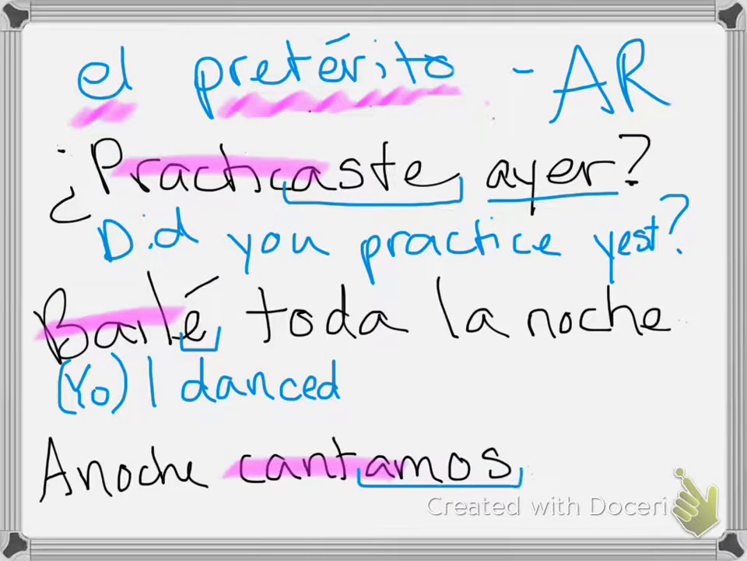Now, this is what we were talking about. We know amos is nosotros, so it would be we. But is it we sang or we sing? Because it could be the past or it could be the present. So I need to look for my context clues. And right over here, I have this context clue, anoche. So anoche means last night. So would it be last night we sing or last night we sang? We just have to look at the context around it. See? So last night we sang.